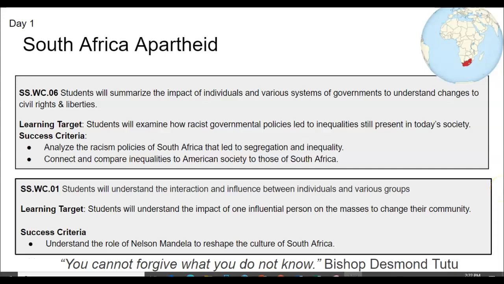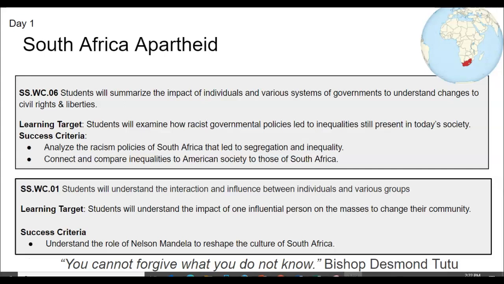Our next portion of the unit on Africa, we're going to look at South Africa, and in particular, apartheid. It's important we understand the impact of individuals in various systems of government to understand changes in civil rights and liberties. And we're going to examine how racist government policies led to inequalities that are still present in today's society. We're going to do that by looking at some of the racist policies of South Africa and how that led to segregation and inequality.